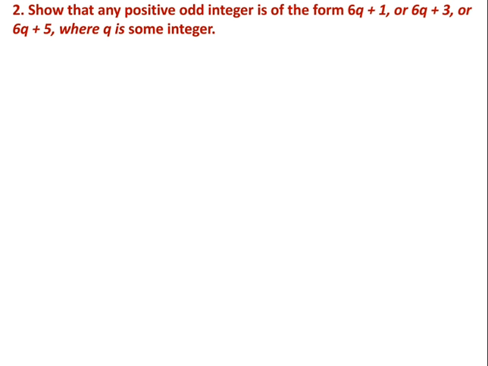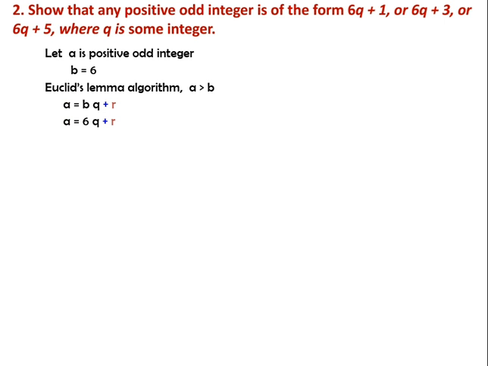Okay, let's start. Let a be any positive odd integer. B equal to 6. Use Euclid's algorithm. A is greater than B. So A is a dividend and B is a divisor. So we know that dividend equals divisor into quotient plus remainder, that is A equal to BQ plus R. Substitute B equal to 6 in A equal to 6Q plus R.